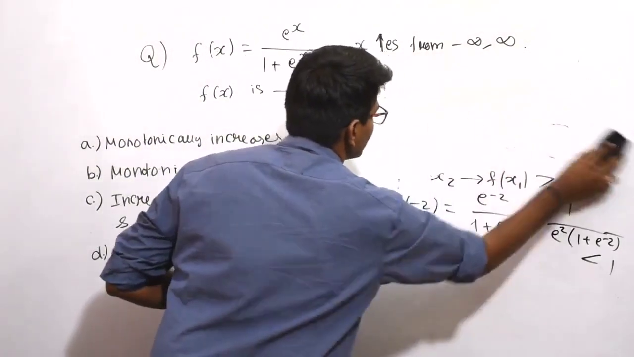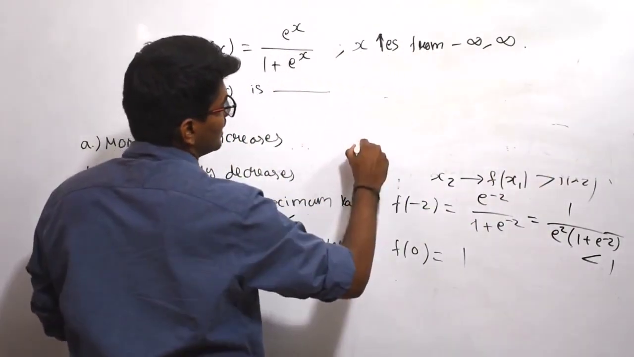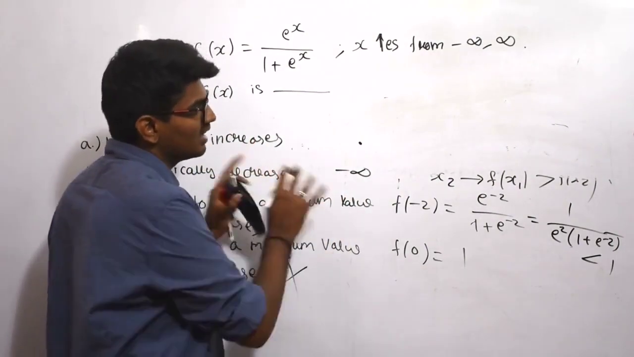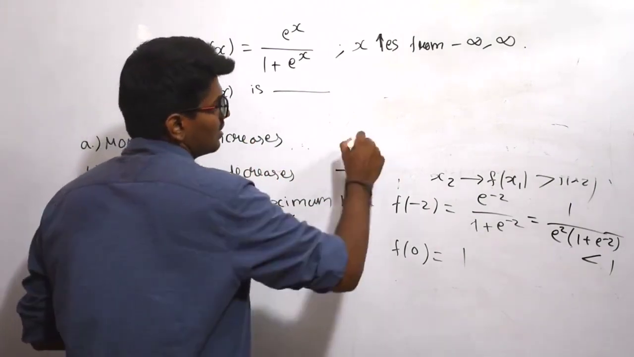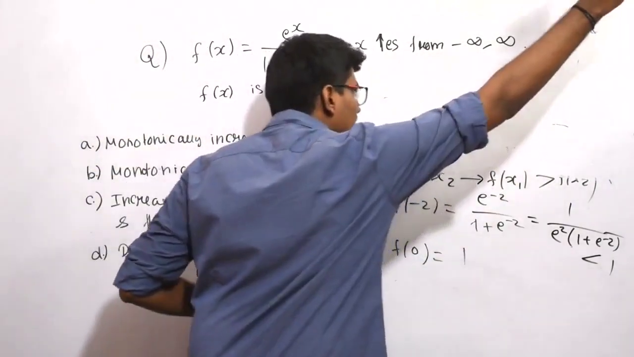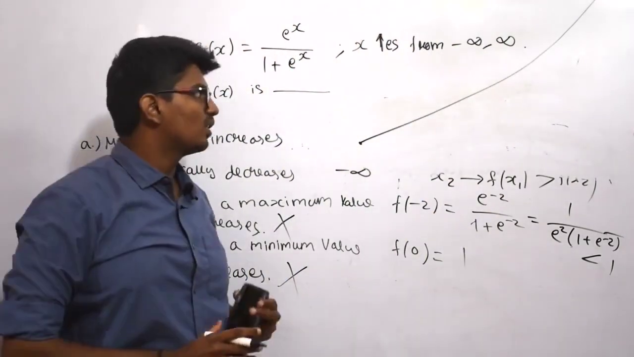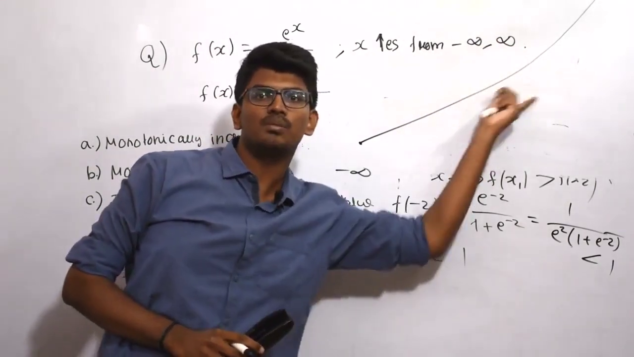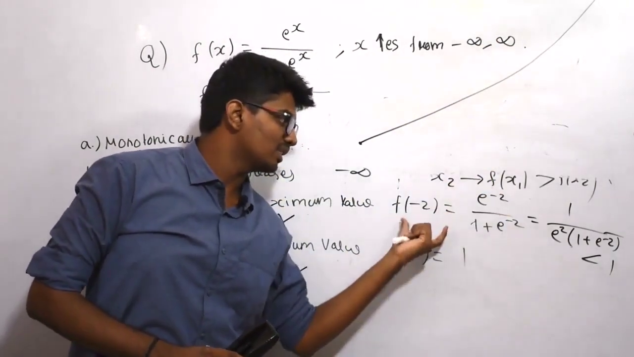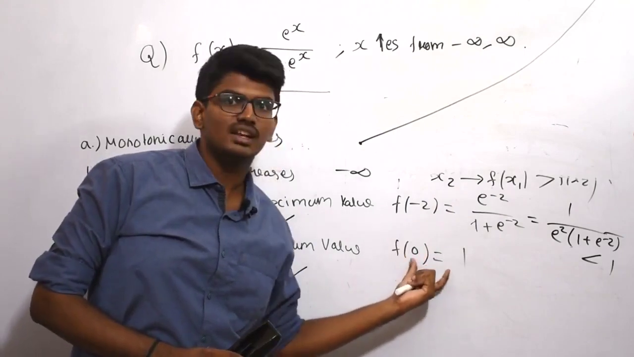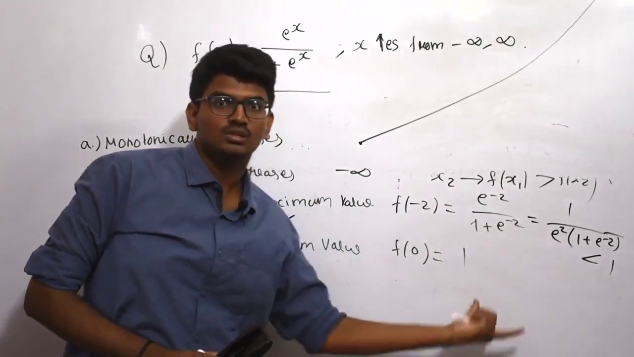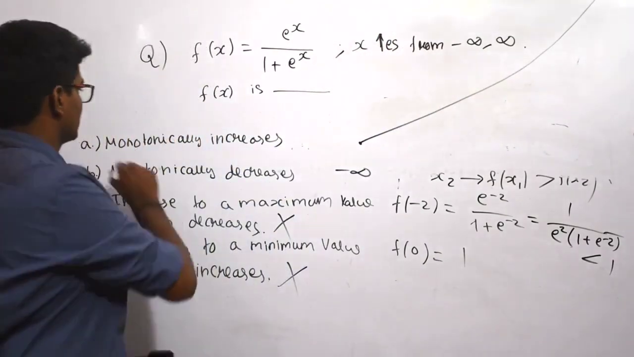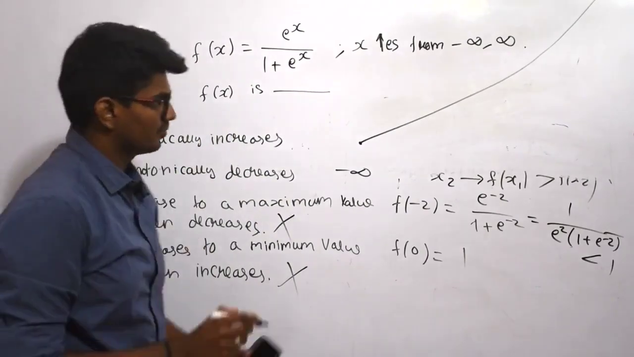You can show it somewhat. At minus infinity it will have some corresponding value. I'm just showing it hypothetically; I cannot show minus infinity exactly in the figure. After this it will keep on increasing. That is the figure, because there is only one critical point between minus infinity and infinity. There is no other critical point, and from the definition we found that if x1 is less than x2, then f of x1 is less than f of x2. So obviously after this point the function is going to increase continuously. So the answer is monotonically increases.